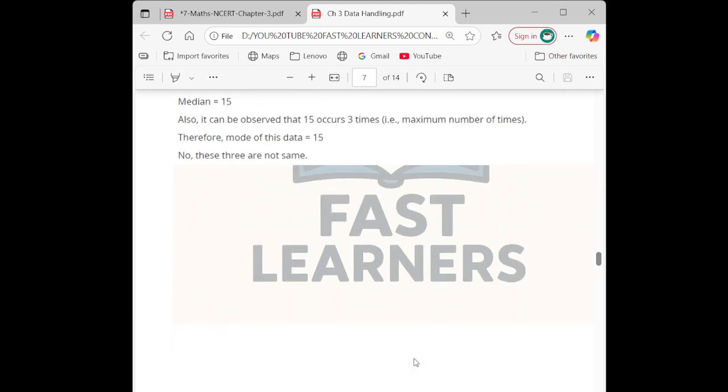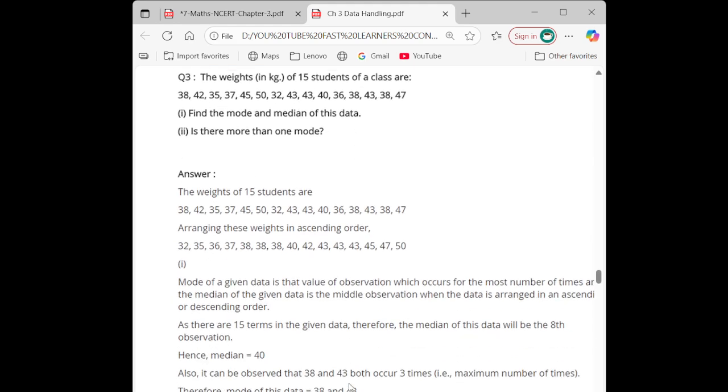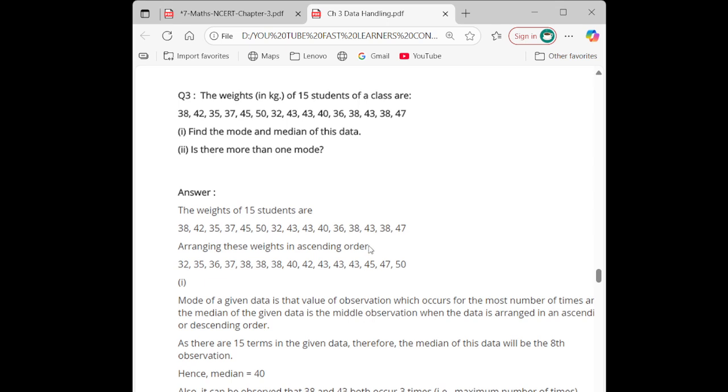Later on. Okay, let's see. Mod is 15 because it occurs 3 times. Okay, now let's see weight of 15 students.